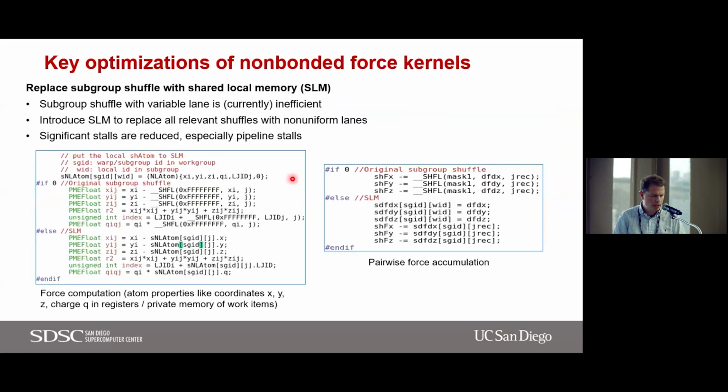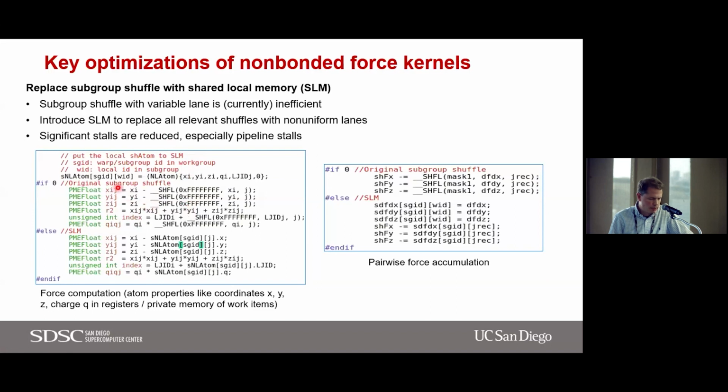There are several performance optimizations that we had to do. Some of the most important ones are in the non-bonded force kernels, the kernels to compute the electrostatic interactions. There are many different types of those, depending on the type of simulations. Let me point out a few things. For instance, we're using subgroup shuffles with variable lanes in the CUDA code, and that's currently inefficient, at least in the SYCL implementation.